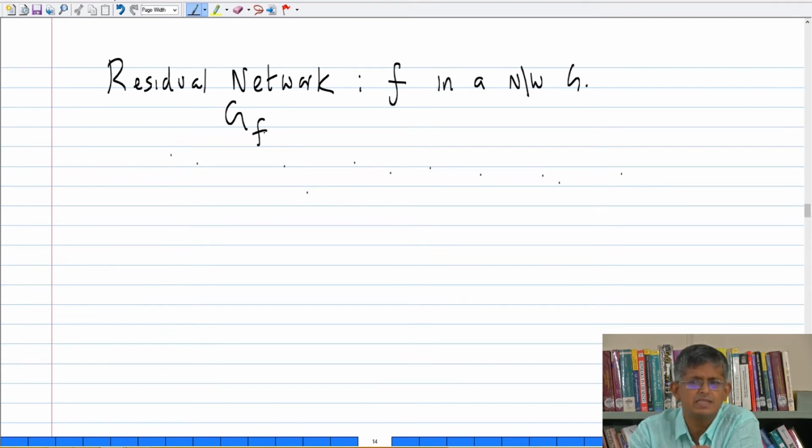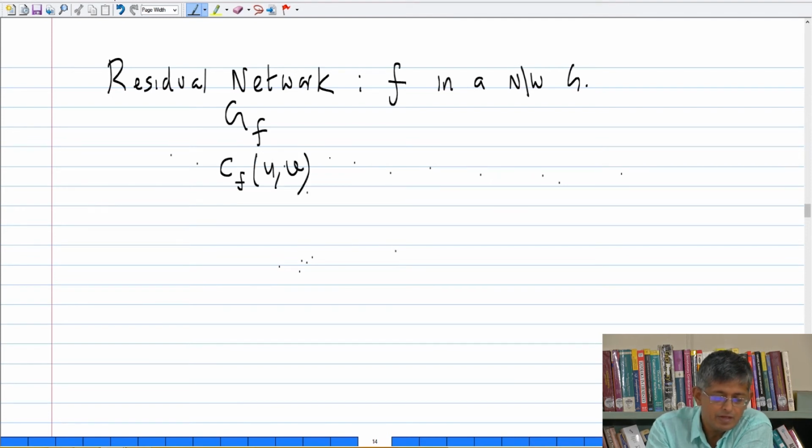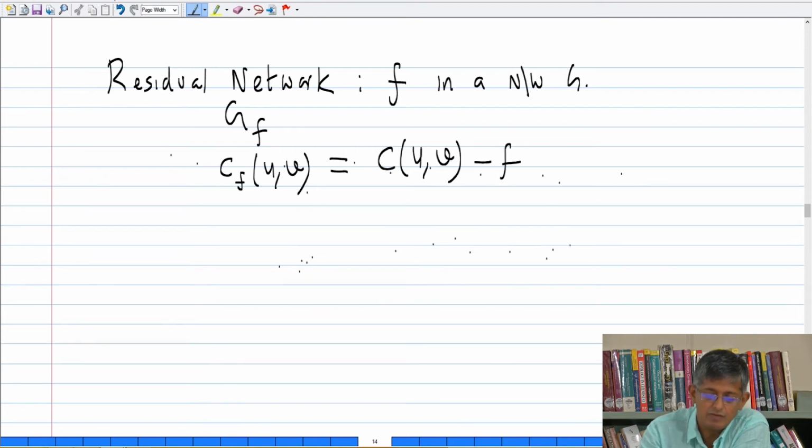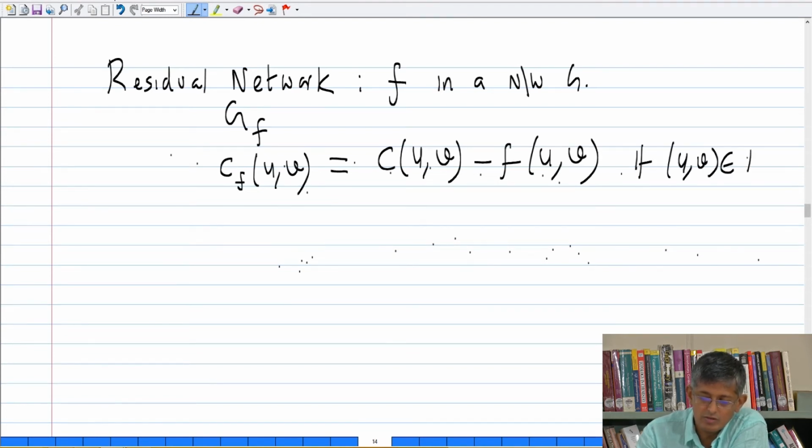The change is very simple, it just keeps track of residual capacities. Let us just see what the residual capacities are. The residual capacity in the network for the flow f for u comma v is equal to c of u comma v minus f of u comma v, if uv belongs to the edge set of G. So you just say that the flow f assigns to uv a certain value. How much residual capacity is left? Whatever was the original capacity, subtract it out, for the edge which is in the network.